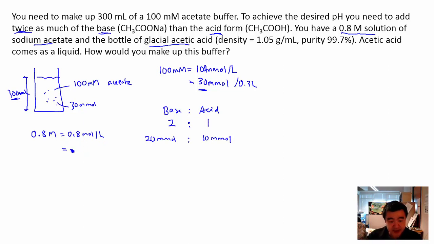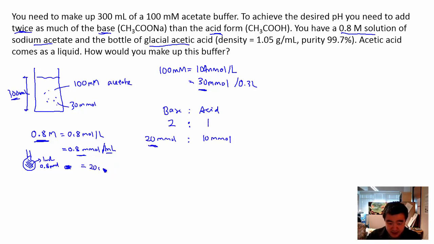Let's bring this down to millis. Okay, so this is 0.8 millimoles per milliliter. Now, this means that from our stock solution, which is 0.8 molar, okay, so say this is contained in a flask like this, if we take out 1 mil of this, we're equivalently taking out 0.8 millimoles of the sodium acetate. If we take out 1 mil of the stock, we're taking out 0.8 millimoles. Do we need 0.8 millimoles? No, we need 20 millimoles.